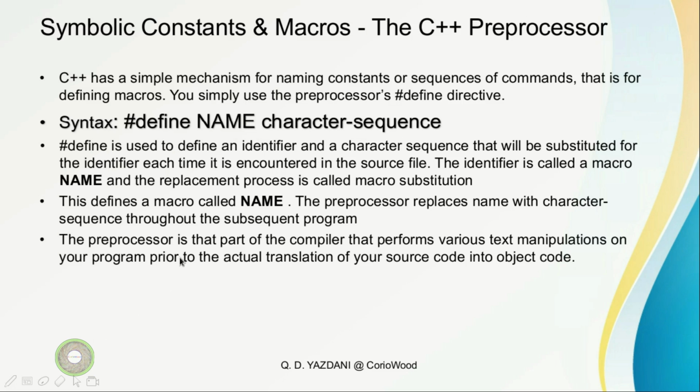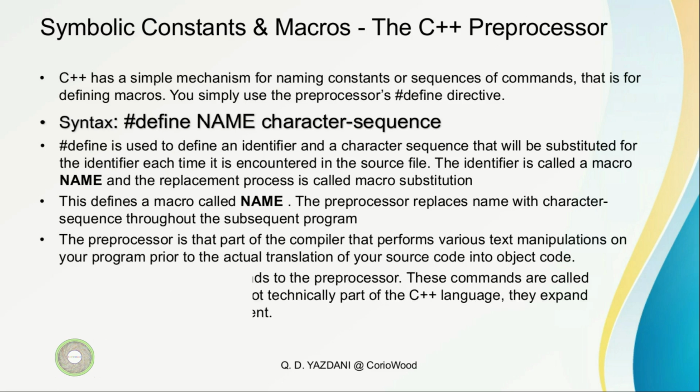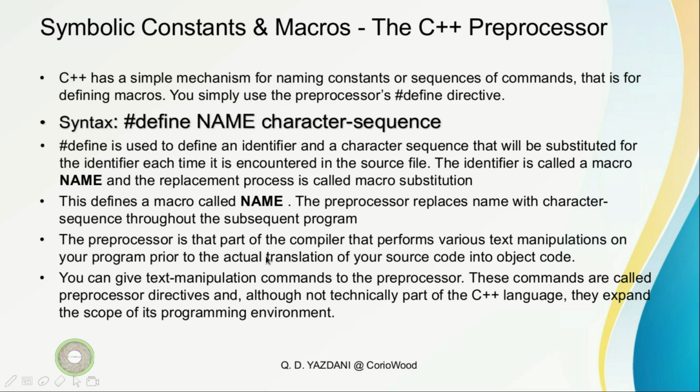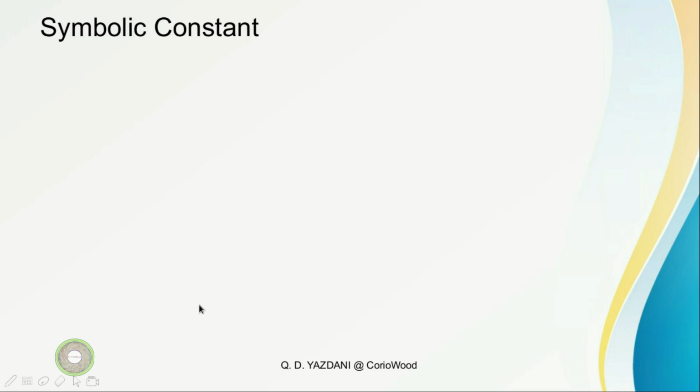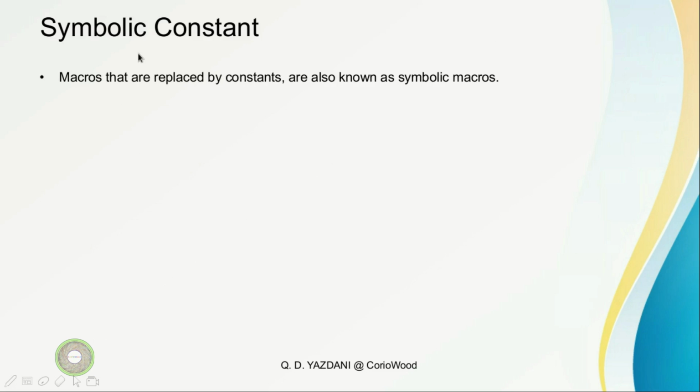The preprocessor is the part of the compiler that performs various text manipulations on your program prior to the actual translation of your source code into object code. That's self-explanatory. As we said in previous videos, object code is what C++ translates your source code into. Alright, we move ahead.